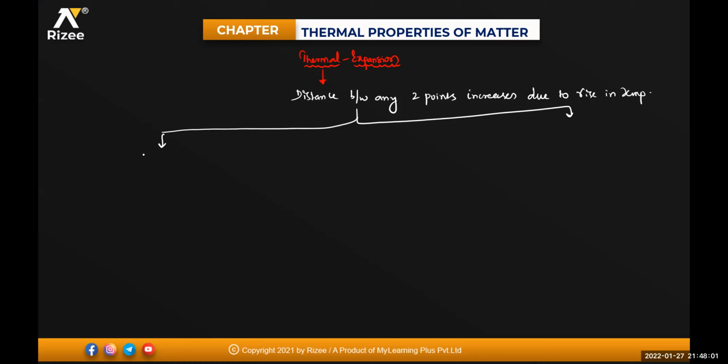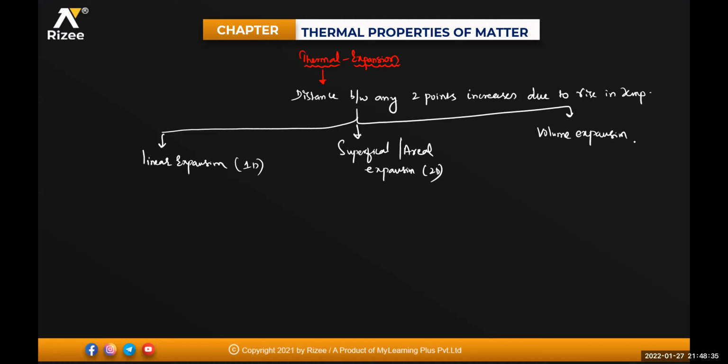First one is known as linear expansion. The next one is superficial expansion. Superficial is also called areal expansion, associated with two dimensions. Linear expansion is associated with one dimension. And the third one is volume expansion, which is associated with three dimensions.